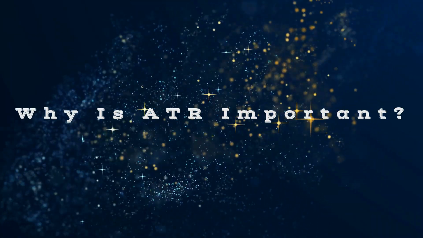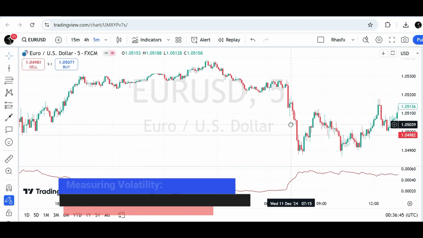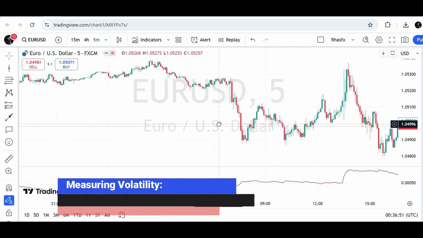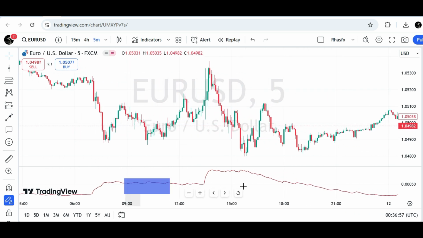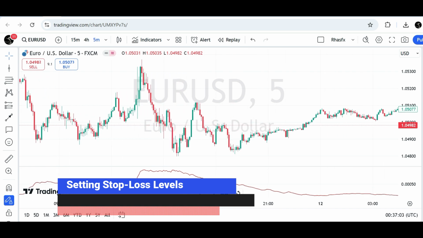ATR is crucial for several reasons. Measuring volatility. ATR provides a clear picture of how volatile a market is. Higher ATR values indicate higher volatility, while lower values suggest calmer market conditions. Setting stop-loss levels. Traders use ATR to set dynamic stop-loss levels. By considering market volatility, you can avoid setting stops too tight, which might result in premature exits, or too loose, which could lead to significant losses.